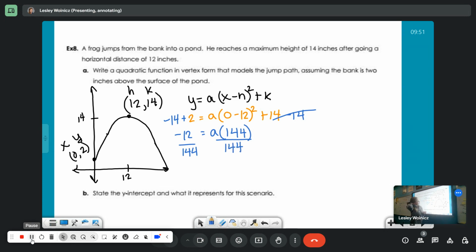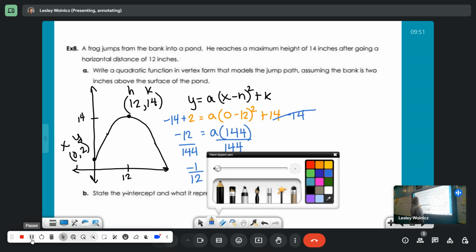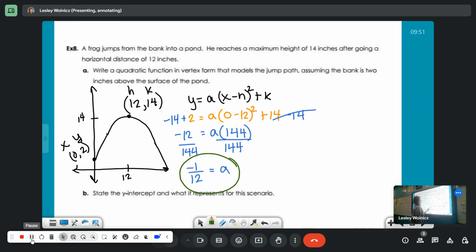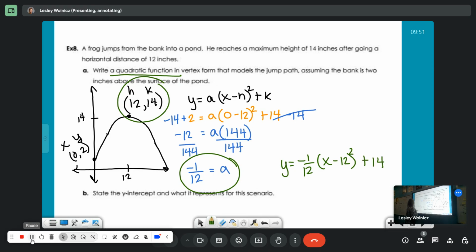I know that 12 goes into 144 12 times, so I'm getting negative 1 over 12 for my A value. Okay, now I know my A, my H and my K, and I can write a quadratic function in vertex form. So my function will be y equals negative 1 over 12 times (x minus 12) squared plus 14.